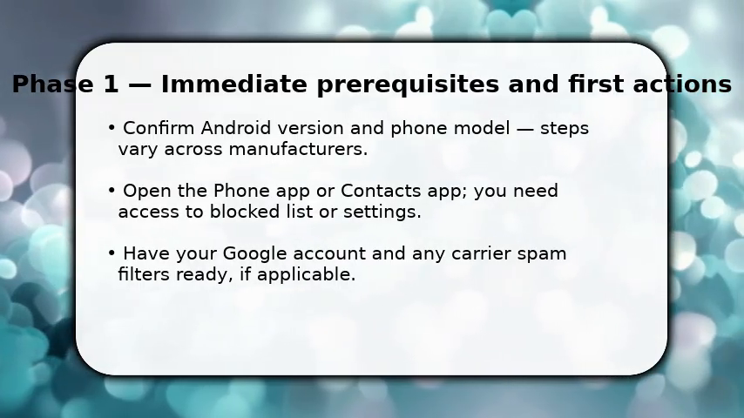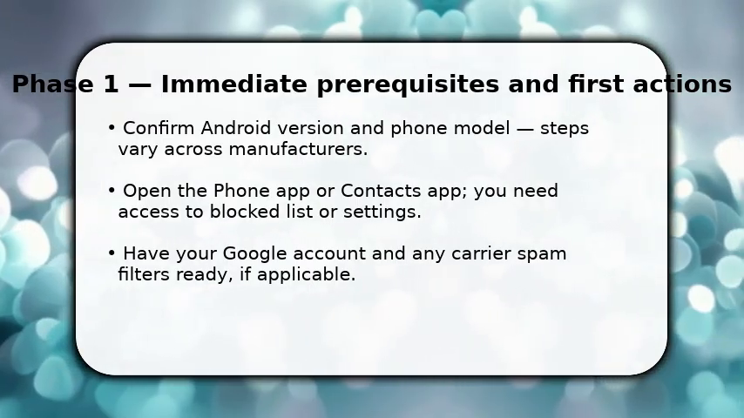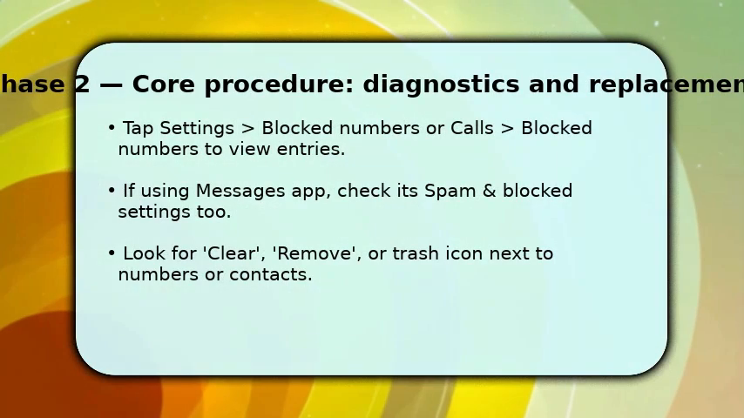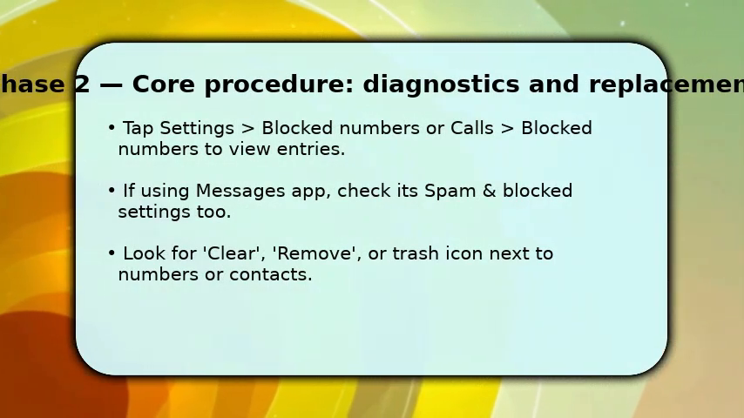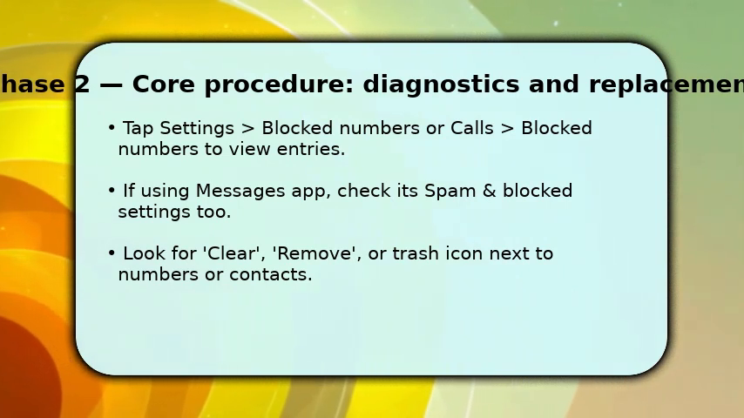Make sure you're using the primary dialer app, otherwise the blocked list may be in Contacts or a third-party app, so switch apps now and proceed. Once in Settings, scroll to Blocked Numbers or Call Blocking. You'll see a list of entries and possibly numbers marked as spam.